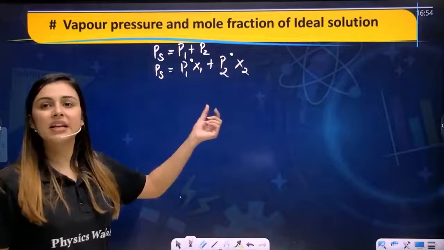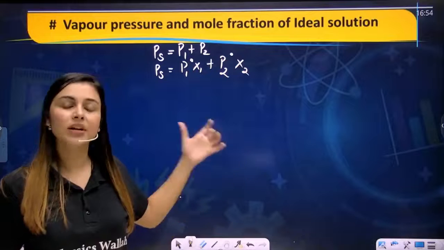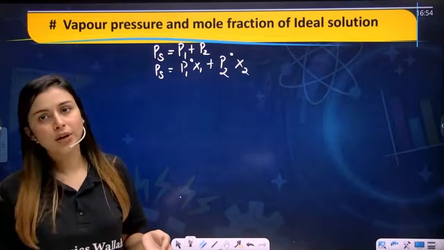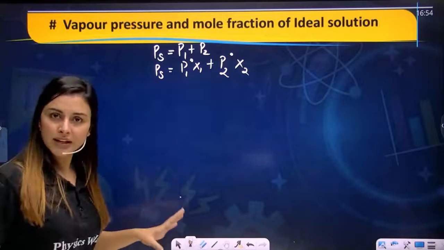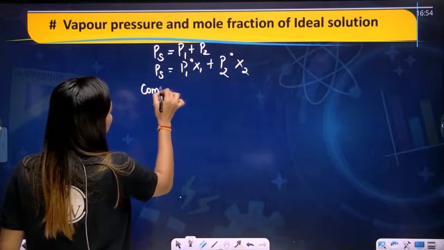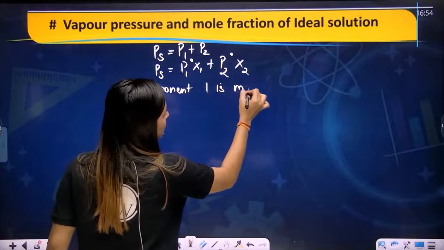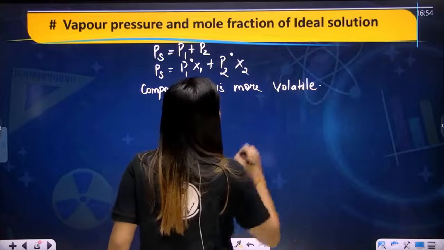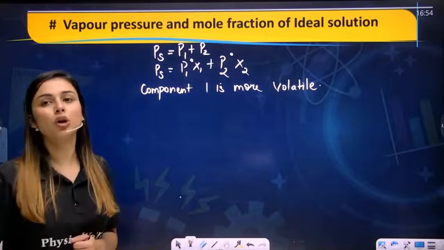Where, my dear students, X1 and X2, both components are volatile. At this point, we are considering the first case where both your components are volatile. Okay, if both are volatile, then this means that this expression is absolutely correct. Also, I am telling you that component 1 is more volatile. Okay, I have told you this, that component 1 is more volatile. Now you have to plot a graph.